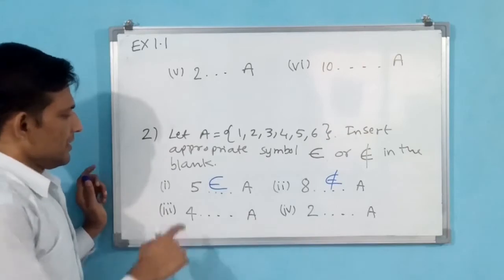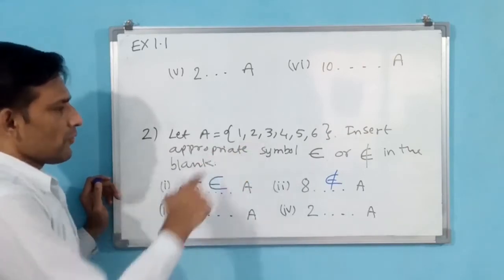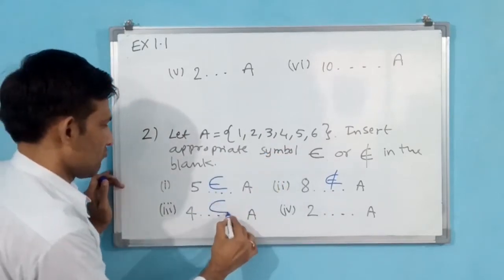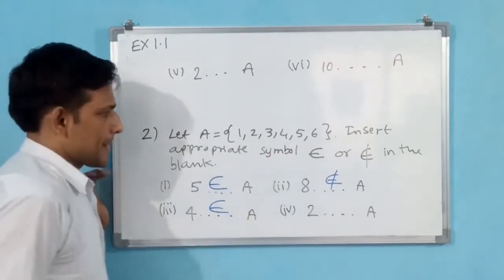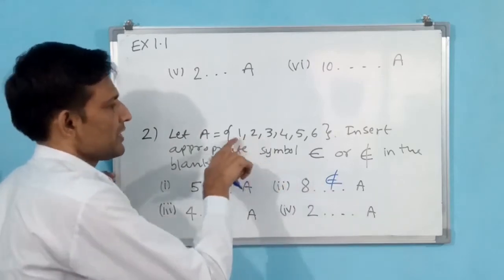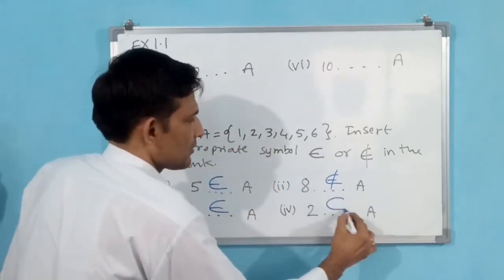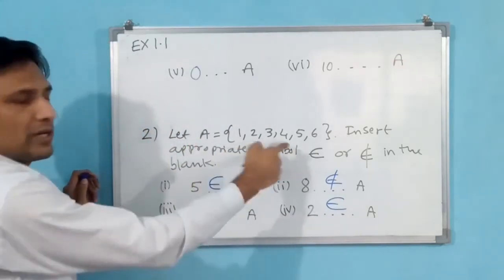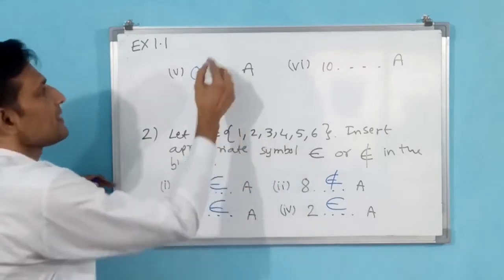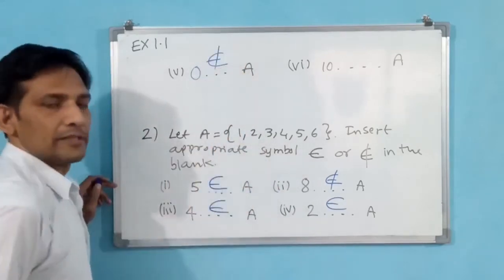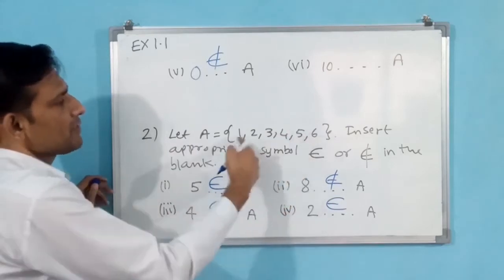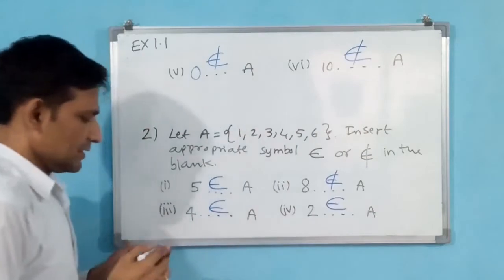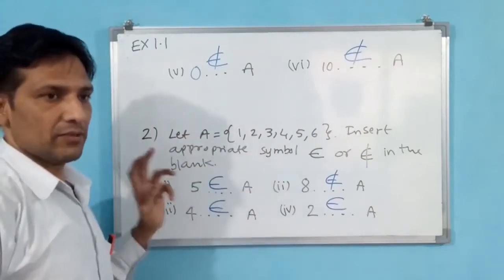Okay? Next, 4 is there, 4 belongs to A. Okay? Next, 2 belongs to A. Why? Because 2 is there. Okay. Next, 0 belongs to A? No, 0 is not there. Not belongs to A. Okay. 10 belongs to A? 10 is not there. 10 also does not belong to A. This is the answer for this question.